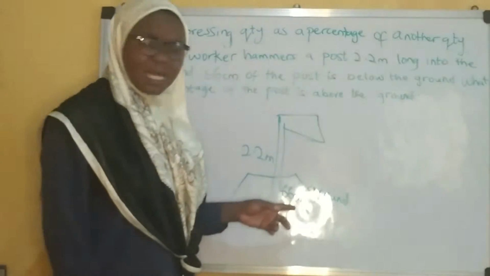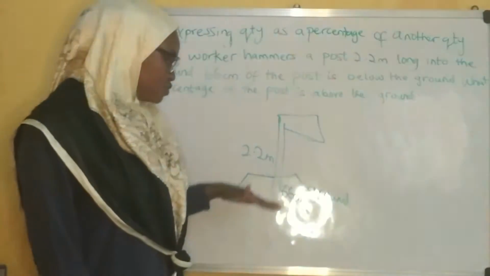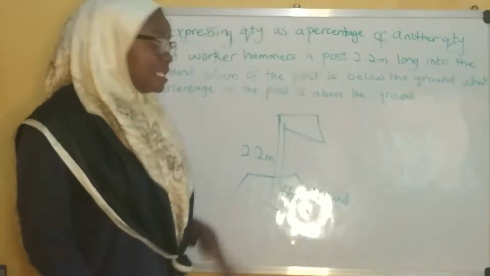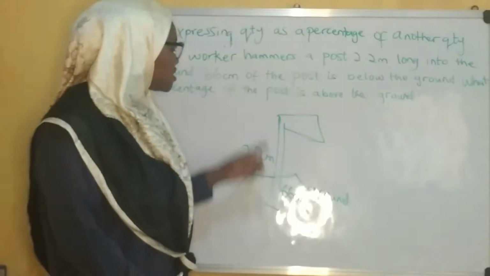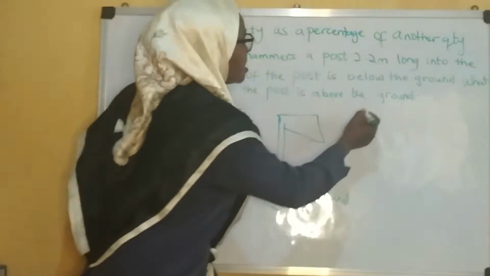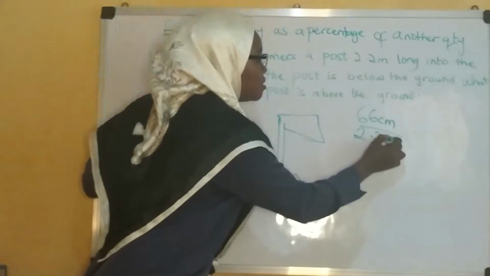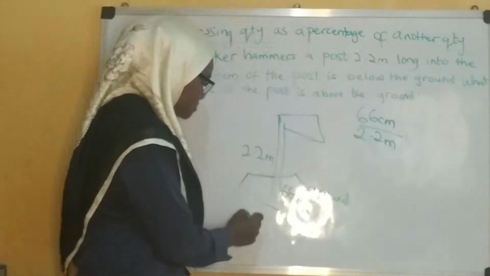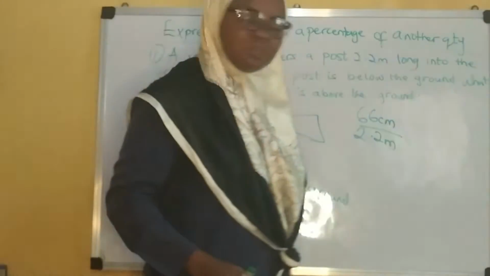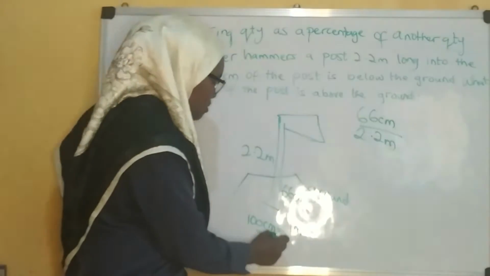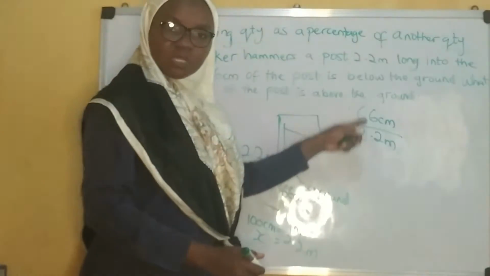So we want to look at the percentage of the part that is above the ground. Before we can do that, we need to find this one first so that we can use it to do this. The first thing we want to do is to express this as a fraction of the total length, and that is 66 centimeters over 2.2 meters. Now don't forget that 100 centimeters equals 1 meter. Because before I can do any division here, I need to change them.